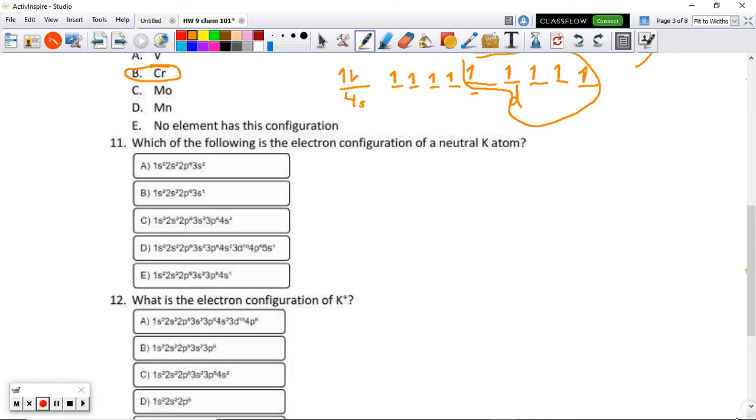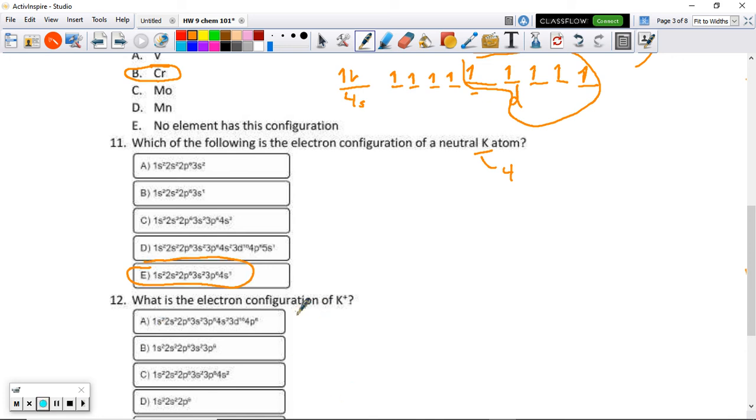All right. Which element has the following electron configuration? What is the following electron configuration of a neutral potassium atom? So number 11, remember that potassium is the first element in the 4th period. So we are looking for one that has a 4s1 as our final thing. This one says 4s2, and so E is the correct answer. It's 4s1.